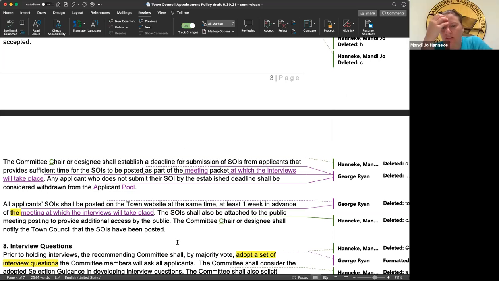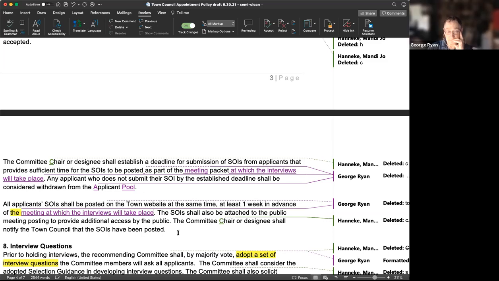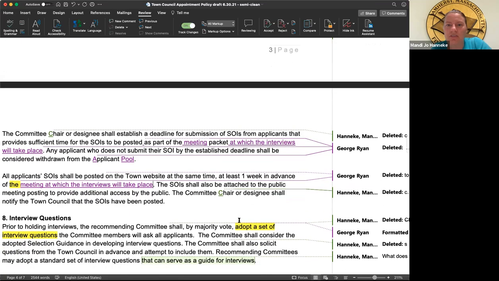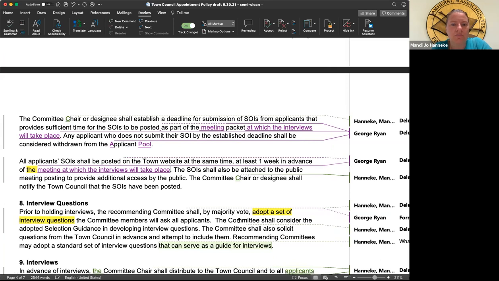So can I ask a question about the last sentence? The committee chair designee shall notify the town council that the SOIs have been posted. Go ahead. We have a lot of things in here about notifying council or sending council various things. I struggle with this. Yes, it's good, but it adds a whole bunch of work to the chair when they're all public meetings.